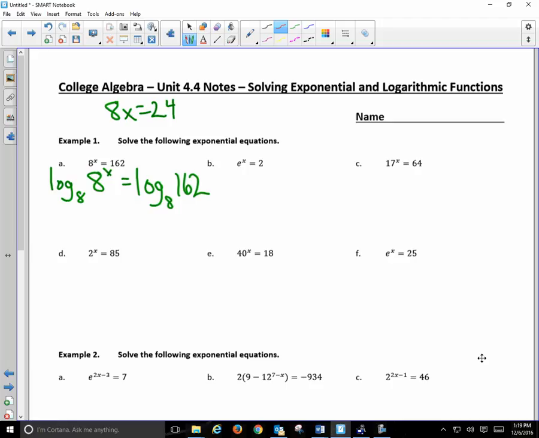So you can see that I took the log base 8 of both sides. What is that going to do to the left-hand side? Cross those out, leave me with x equals log base 8 of 162. Can I calculate that? Somebody gave you a change of base formula yesterday, correct? And I told you you could take the log of 162 divided by the log of 8.